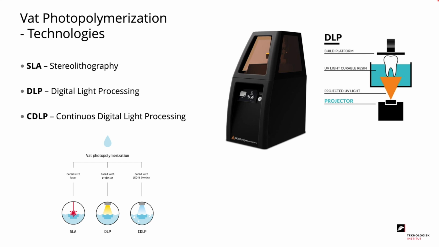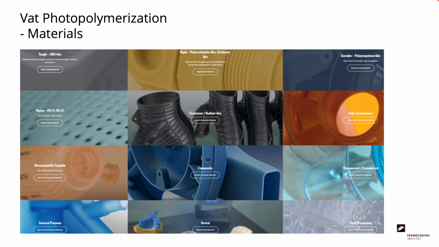The DLP process, or digital light processing, is very similar. However, we are using a projected UV light instead of a laser. This means that we can process an entire layer at a time, and the process is typically faster. CDLP, or continuous digital light processing, is similar to DLP. However, the process platform is continuously moving, and we build our part as we go. The VAT technology utilizes a range of materials. You can print everything from elastomers to transparent material, and also for dental applications.